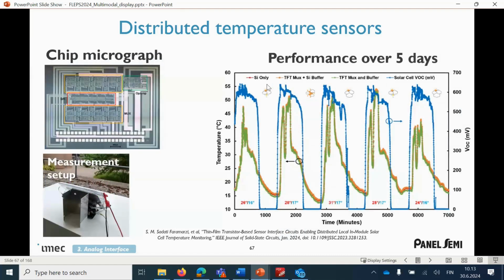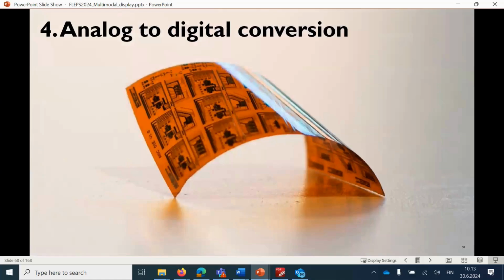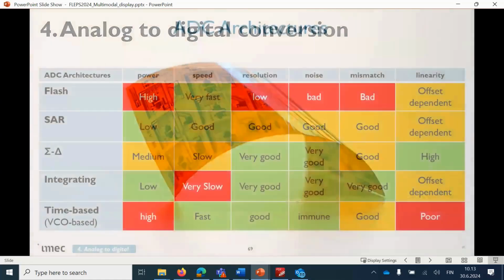And he compared it to a silicon-only readout, and his TFT, the mux plus buffer. You see the curves overlapping pretty much up to 20 degrees. Here we see some deviation, which we need to take care of in future designs. And with that, I will go to the last part, which is the analog to digital conversion, a bit faster.